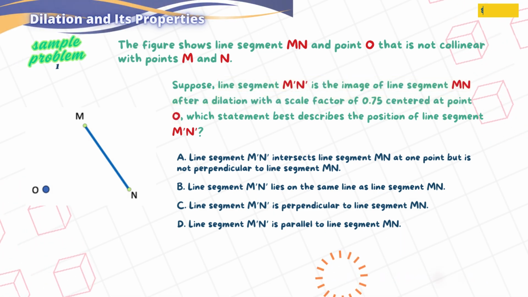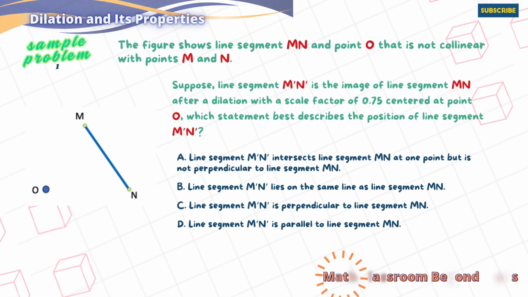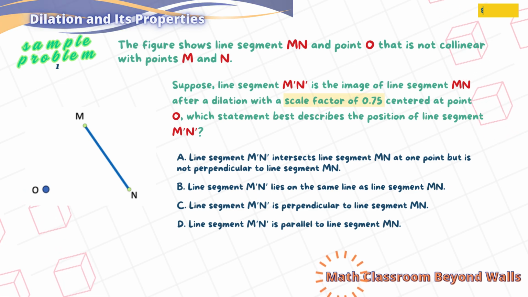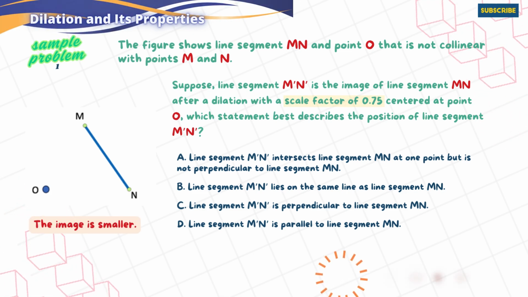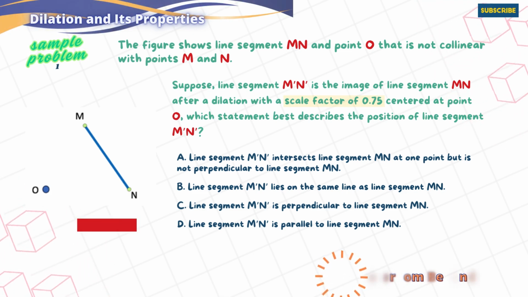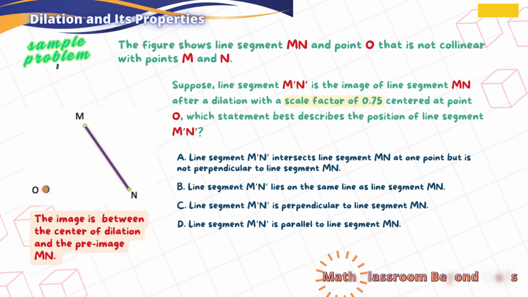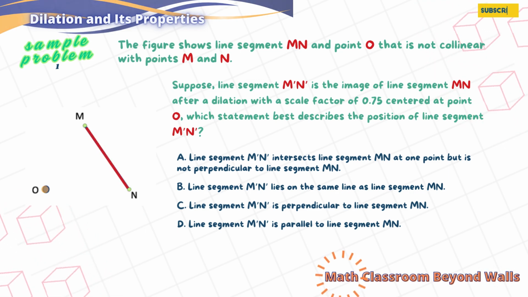One strategy in answering this problem is to draw the image and to go over each option to see if the options correctly describe the drawing. The scale factor is 0.75. This is less than 1. What does this imply? Right, that the image is smaller. What else? That the image is between the center of dilation and the pre-image MN. Now, we have an idea where the image is located.